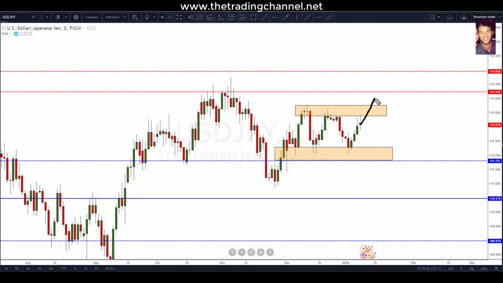If we get this breakout and it keeps going higher, we're going to be looking around the 114 even handle. Between that and 114.23 is our next zone of possible resistance. After this zone, we have around 113.5.